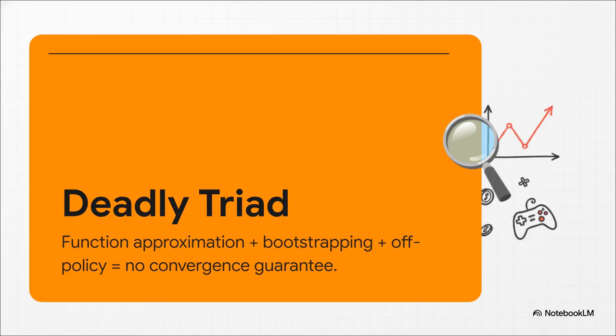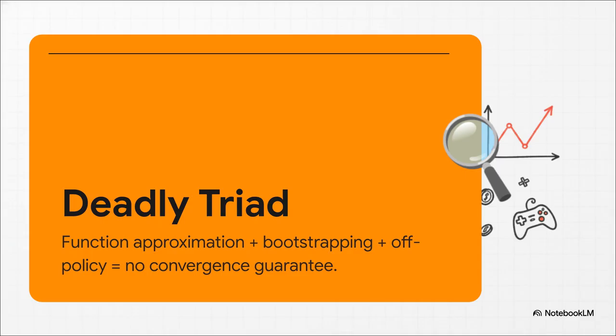So why exactly did this take decades to solve? Because simply slapping a neural network onto Q-learning introduces a fatal flaw, known as the deadly triad. Basically, if you combine 3 specific elements, your AI doesn't just learn poorly, it actively diverges. It just blows up. Element 1 is function approximation.